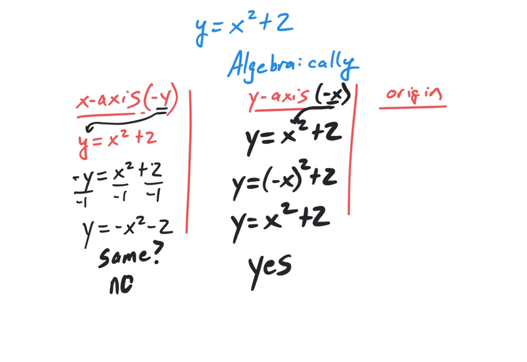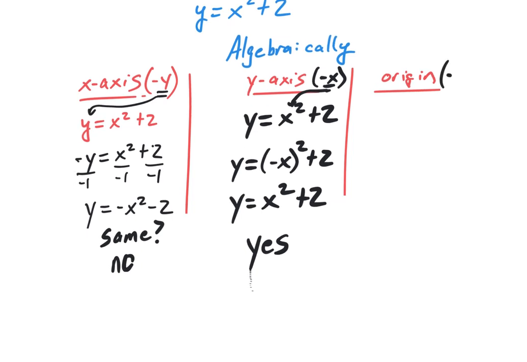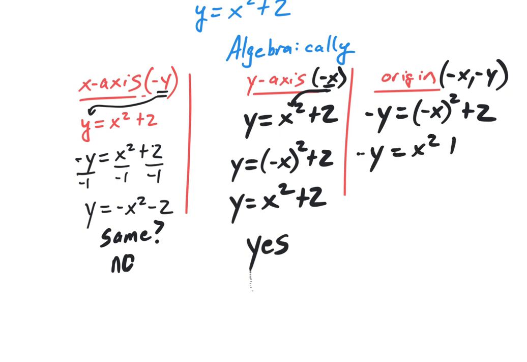If I'm going to do the origin, and we're always going to check all three, we're going to do the opposite of x and the opposite of y. We're going to do both. So in this case, we're going to put a negative y in place of y. We're going to put a negative x in place of the x. And then we're just going to simplify it. And our goal here is to get y by itself and see if it looks exactly like the equation that we started with. Well, we're going to square it first. And then we're going to divide by negative 1.